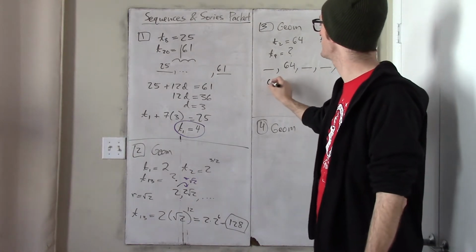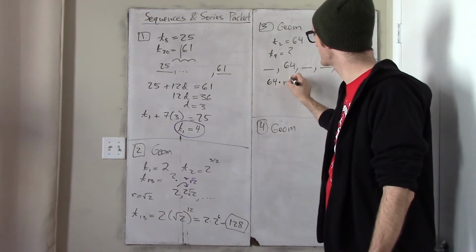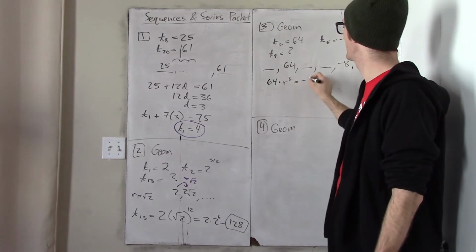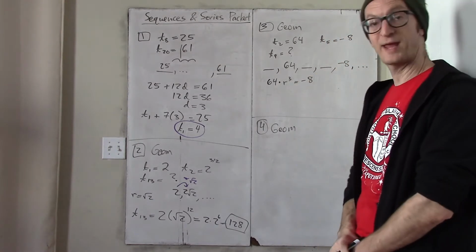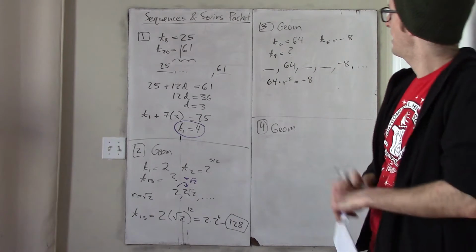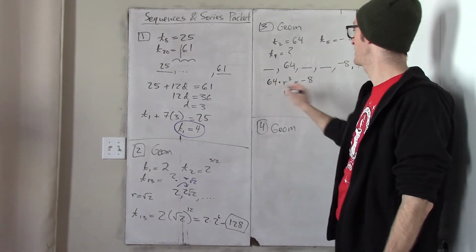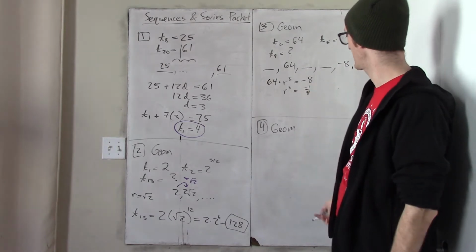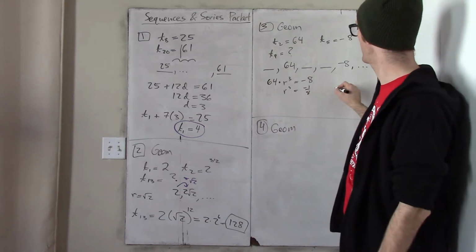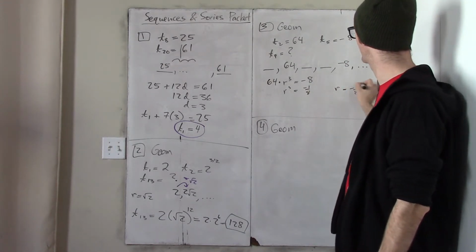Therefore, I have a little equation here. 64 times r cubed will give me -8. So this is the kind of careful algebraic way. All right, well then what is r cubed? r cubed is -8 over 64, so in other words that's -1/8. And if r cubed is -1/8, then r must be -1/2.